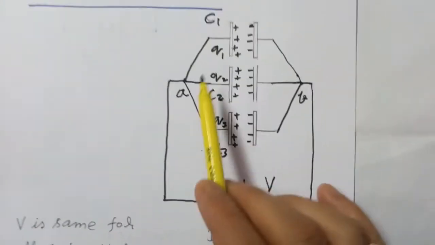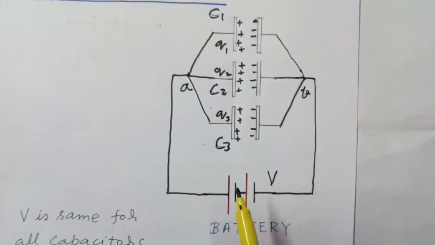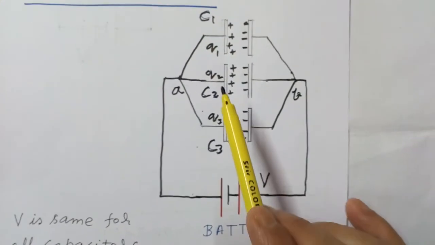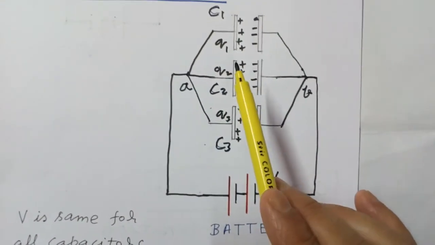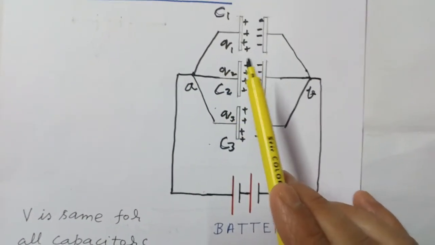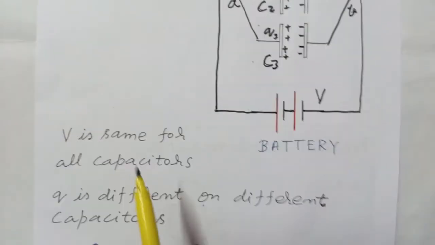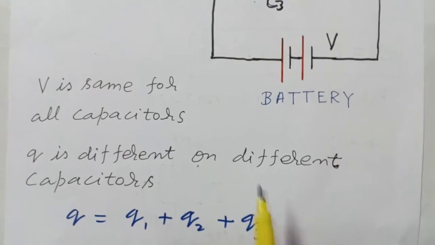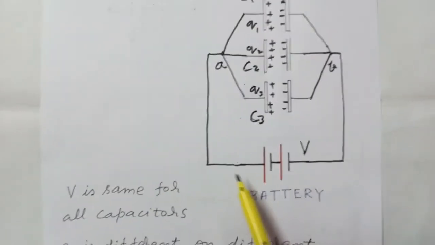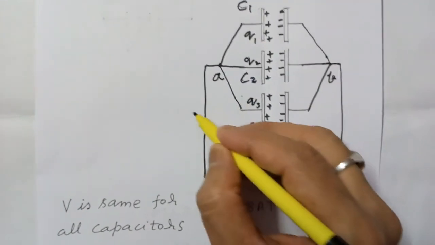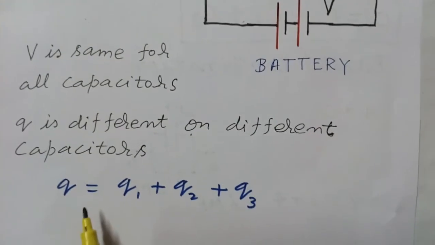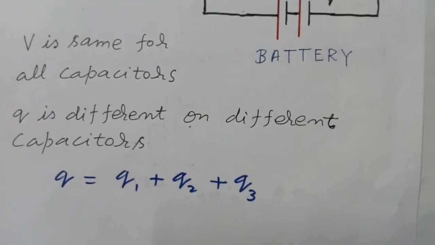Now in this case, the potential across each capacitor will be the same, because points A and B are common for each capacitor. So charge will distribute, and we know that Q is equal to CV. So V is the same for all capacitors, Q is different on different capacitors. Suppose the battery gives charge Q, this Q charge will distribute according to capacitance. So here Q is equal to Q1 plus Q2 plus Q3.